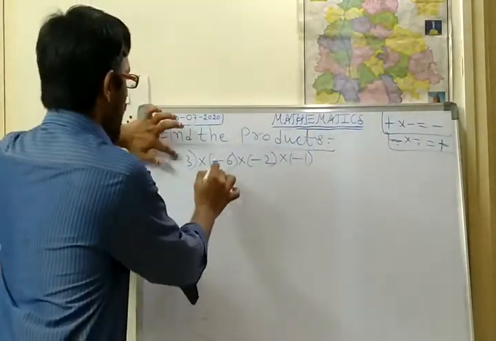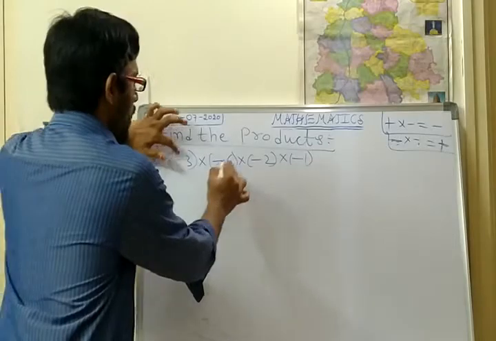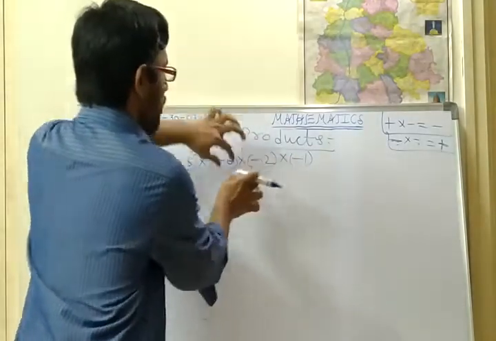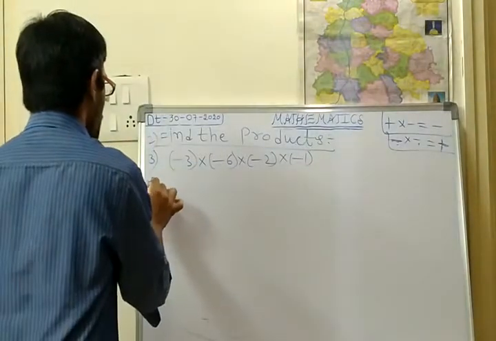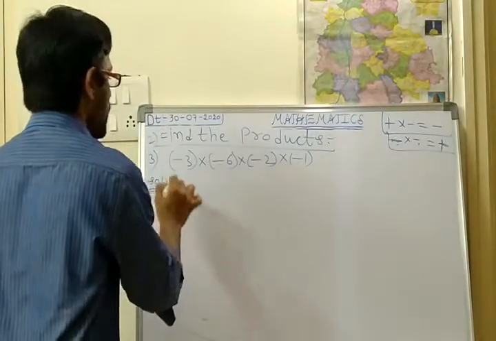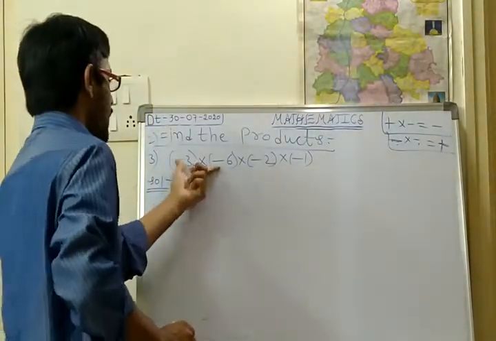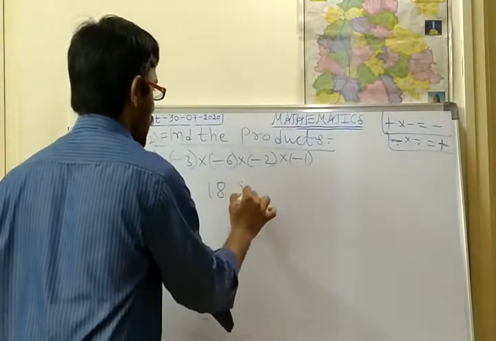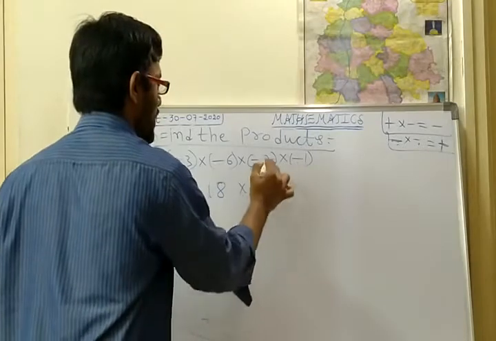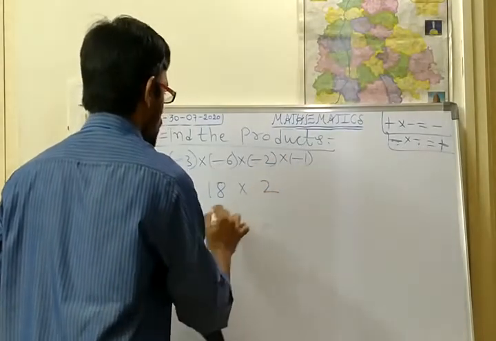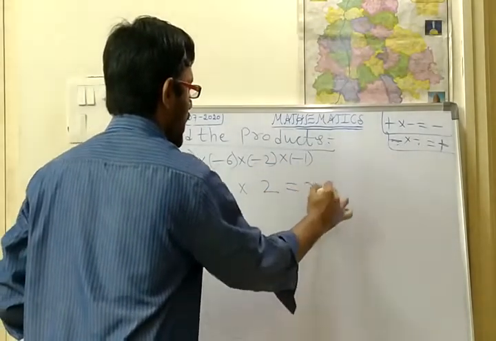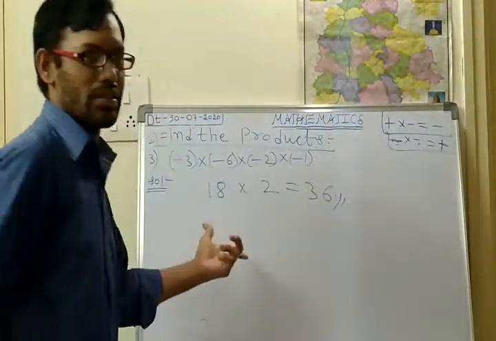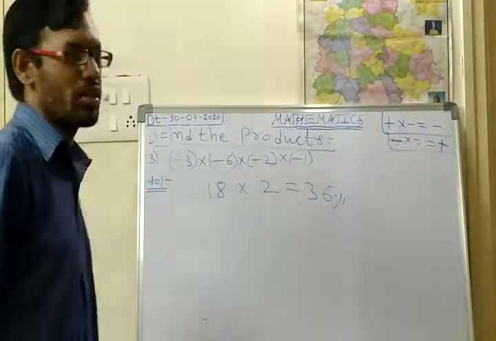How? Minus into minus is plus. Minus into minus is plus. So plus into plus is plus only. So the answer will be a positive integer only. So minus into minus plus: 6 threes are 18, into minus into minus plus 2 into 1 is 2. So 18 twos are 36. So the answer is 36. Like this you have to do.